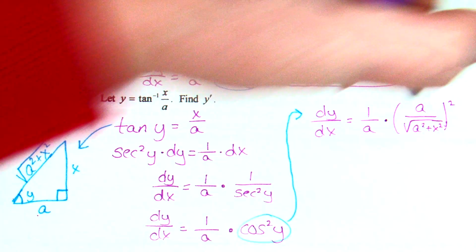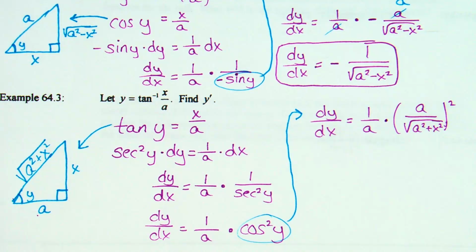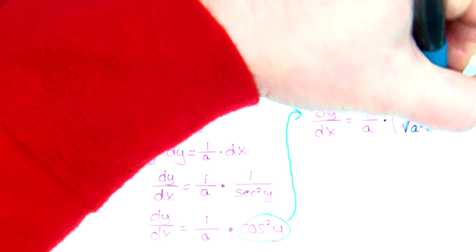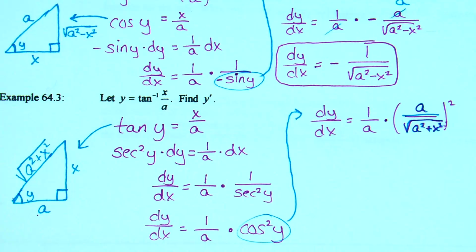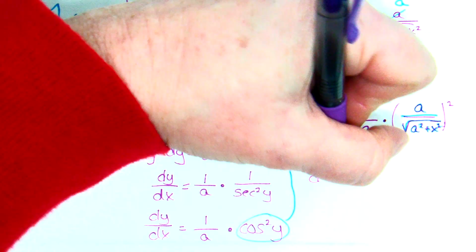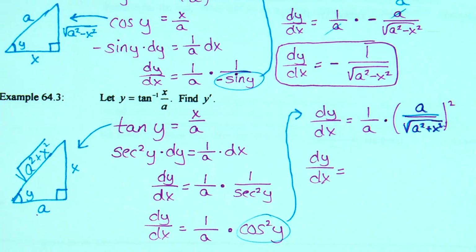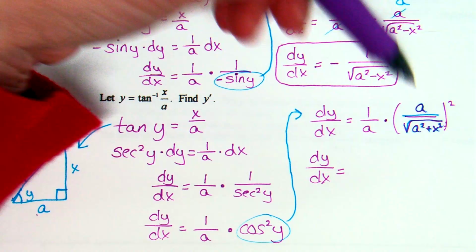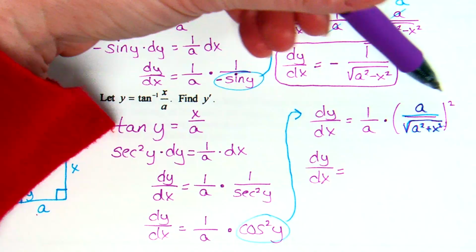A over square root of a squared plus x squared is cosine. Since it's cosine squared, I have a square on that fraction. And so what happens when you square that fraction? The denominator, when you square that square root, just becomes a squared plus x squared. A on top will become a squared, but one of those a's will cancel with the a in the denominator.